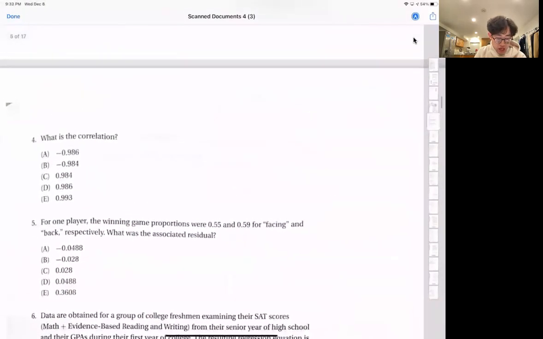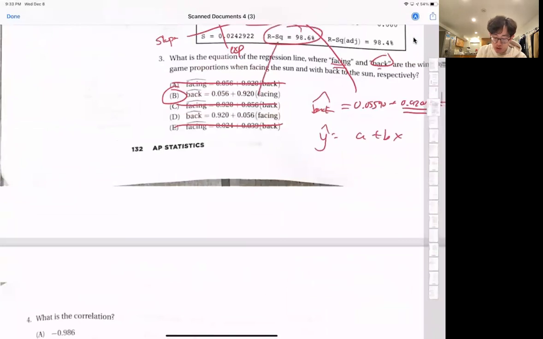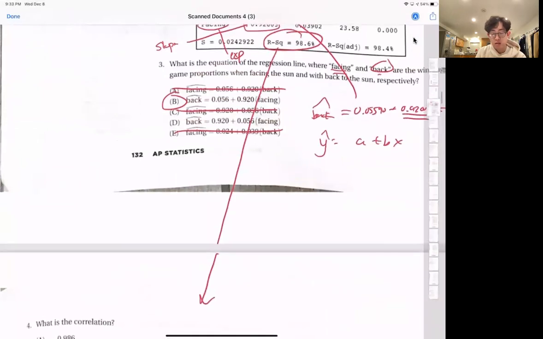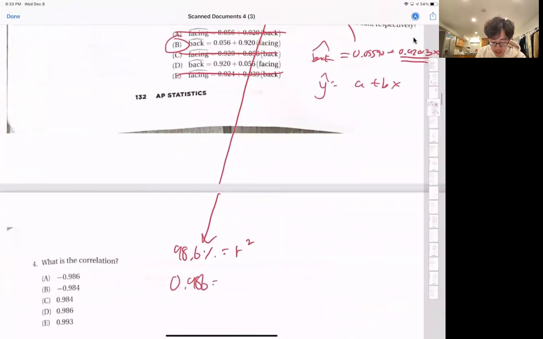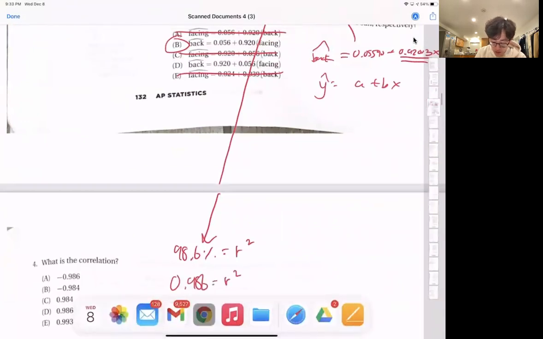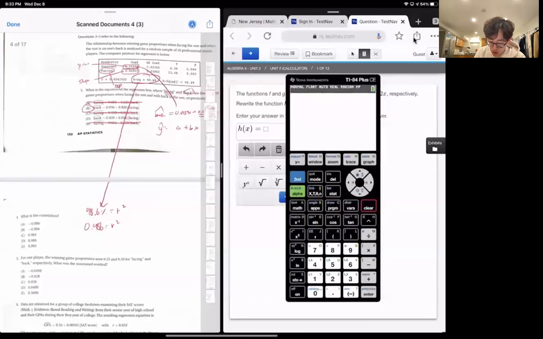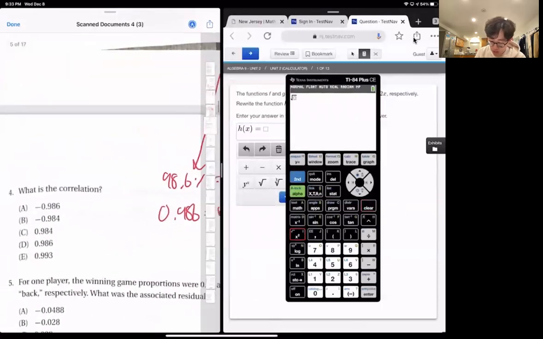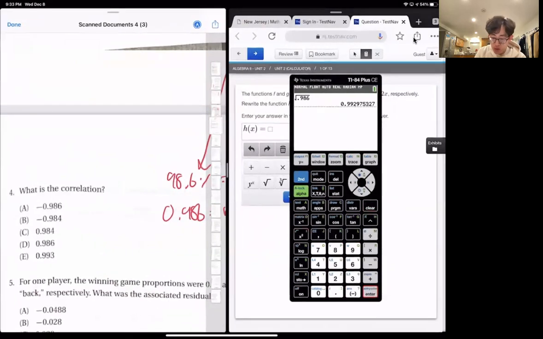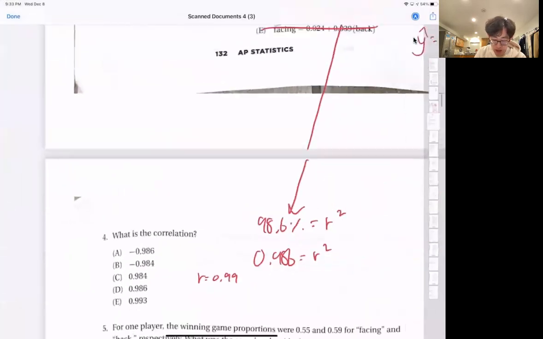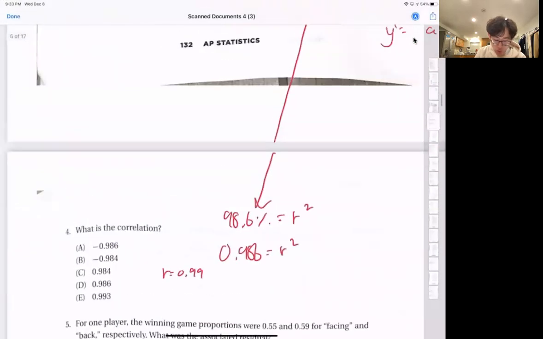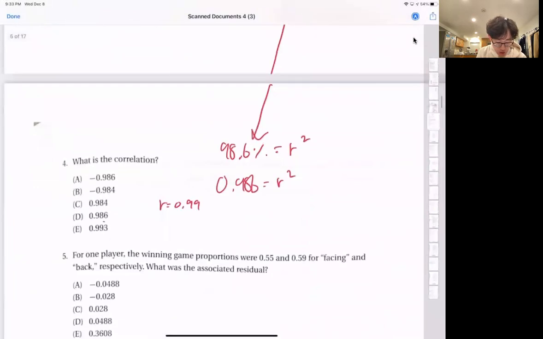What is the correlation, it says? Well, the correlation comes from this least squares regression. The R squared, 98.6%, is basically your R squared. So 0.986 is your R squared. If I just pull up a calculator here real quick, I'm going to do the square root of 0.986, and it gives me 0.99. So that means I'm going to have a correlation coefficient of about 0.99. So the only answer that actually makes sense with that should be E.